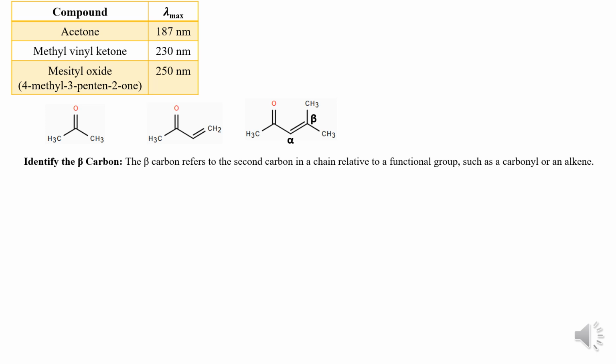So with the increase in the number of double bonds, you can see the lambda max value increases. Acetone is 187 nanometers. In the case of methyl vinyl ketone, it is 230 nanometers. And with alkylation, in the case of mesityl oxide, you find the additional presence of two methyl groups on the beta carbon. So with the addition of alkyl groups, there is a further increase in the lambda max.